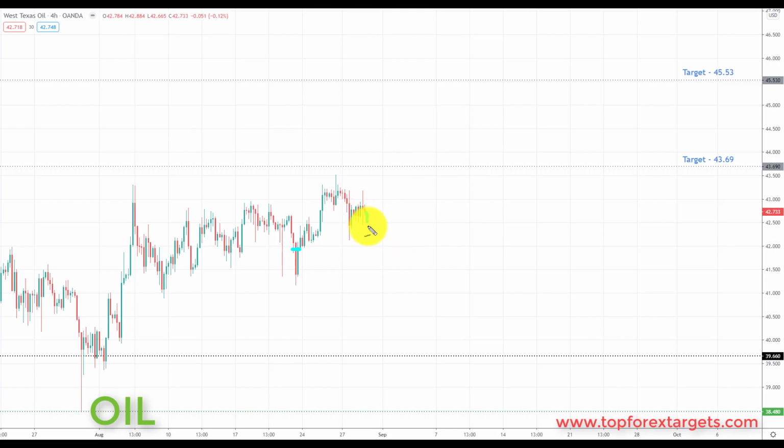So any pullback going into next week is simply going to be viewed as another opportunity to look for bullish setups. And we're going to be looking at initiating longs up towards the next key of resistance to the upside, the target set at 43.69. And if we can get a breakthrough here, we're going to be looking up towards the next key of resistance to the upside, and target 2 at 45.53.